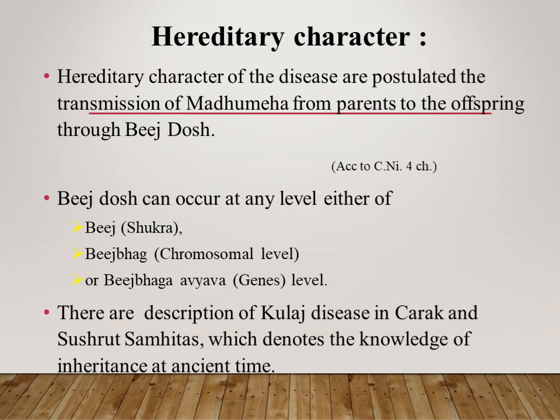According to Charak Nidan, hereditary characters of the disease are postulated: the transmission of Madhumeha from parents to their offspring through Bij dosh. Bij dosh can occur at any level, either Bij, that is Shukra, Bij Bhag at the chromosomal level, or the Bij Bhagavayava, that is the gene level. There are descriptions of Kulaj disease in Charak and Sushrut Samhita, which denote the knowledge of inheritance in ancient time.